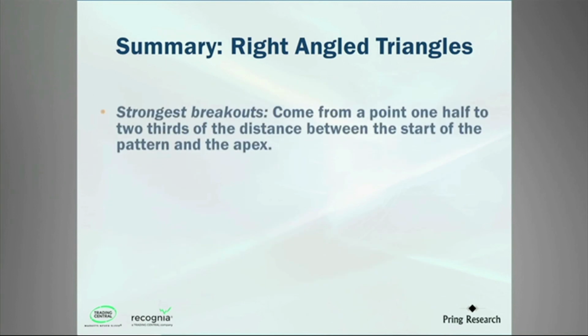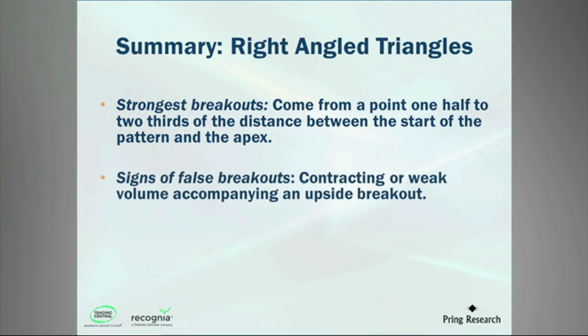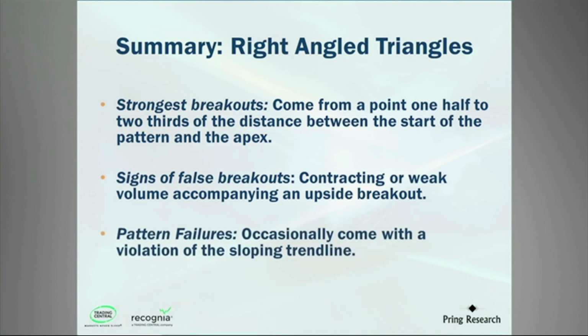Strongest breakouts come from a point 1/2 to 2/3 of the distance between the start of the pattern and the apex. Signs of false breakouts: contracting or weak volume accompanying an upside breakout. Pattern failures occasionally come with a violation of the sloping trend line.